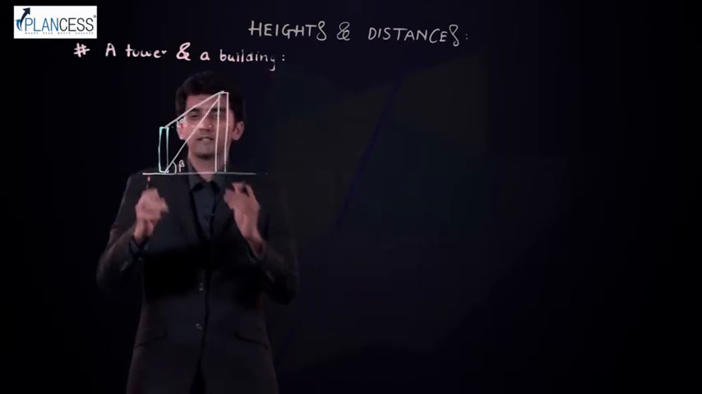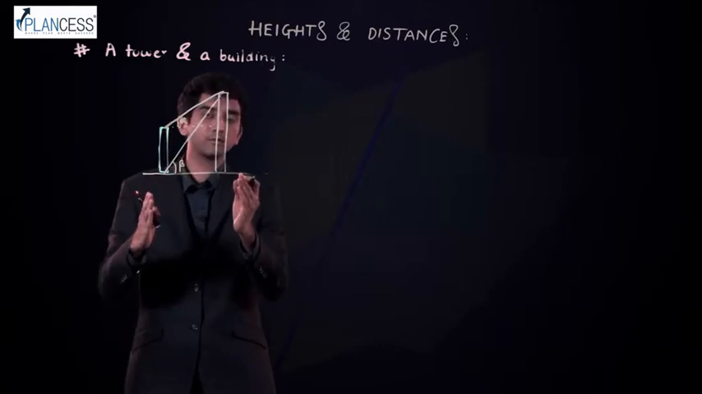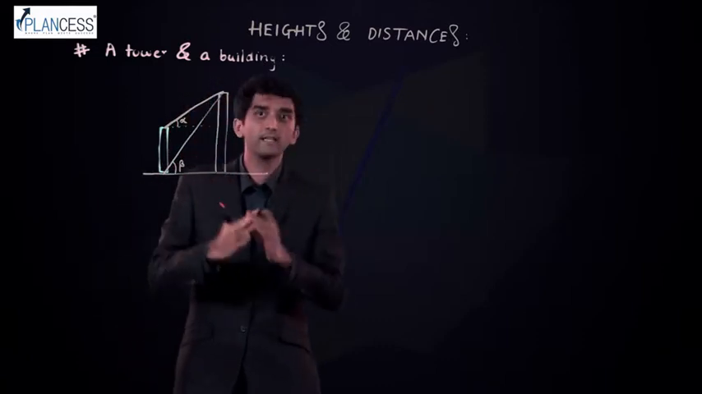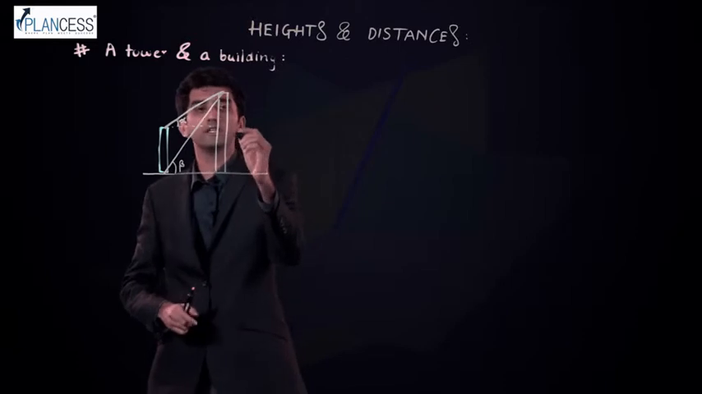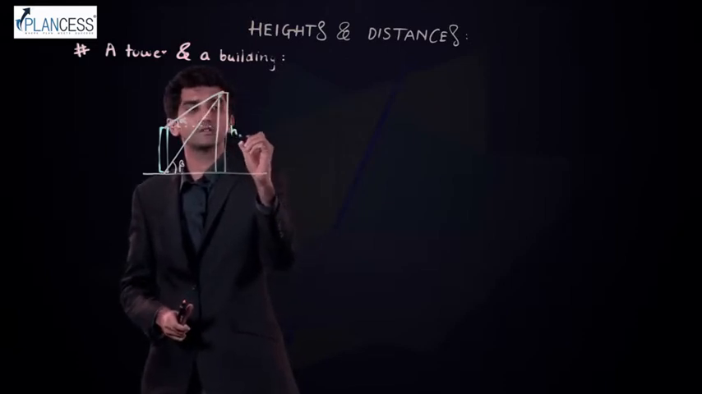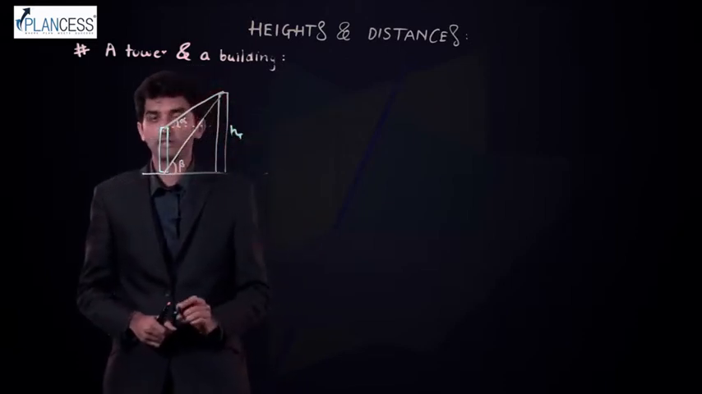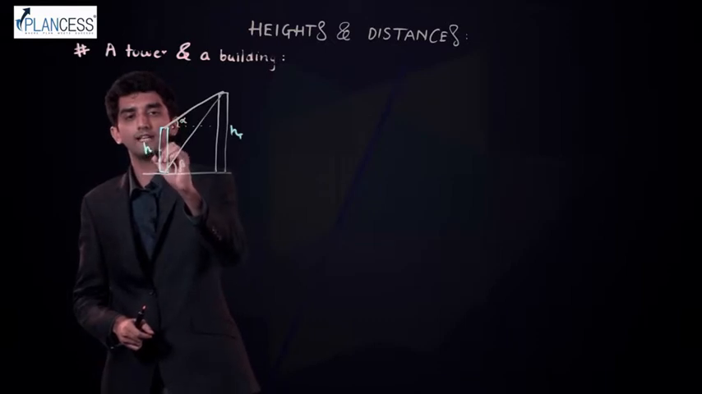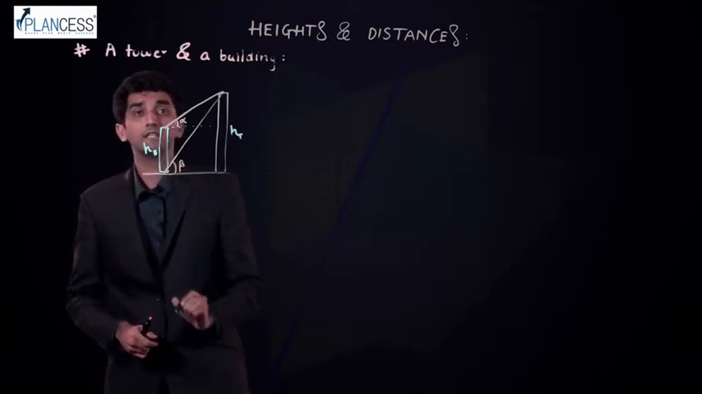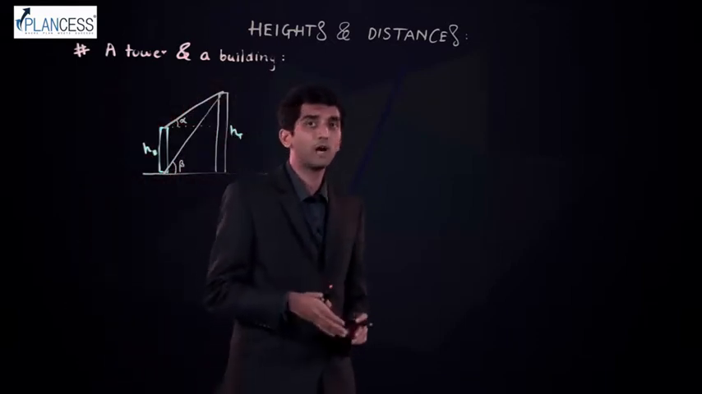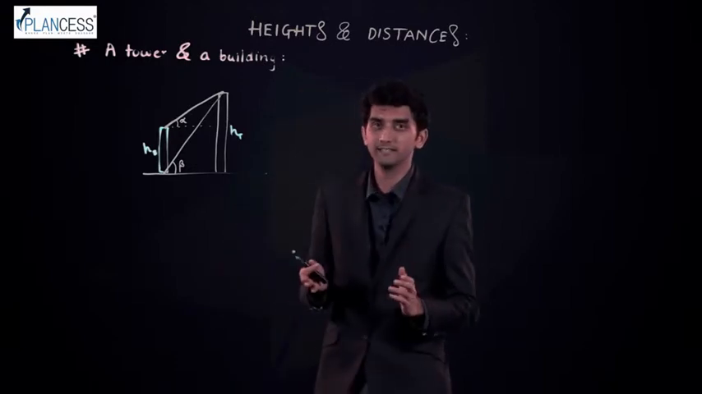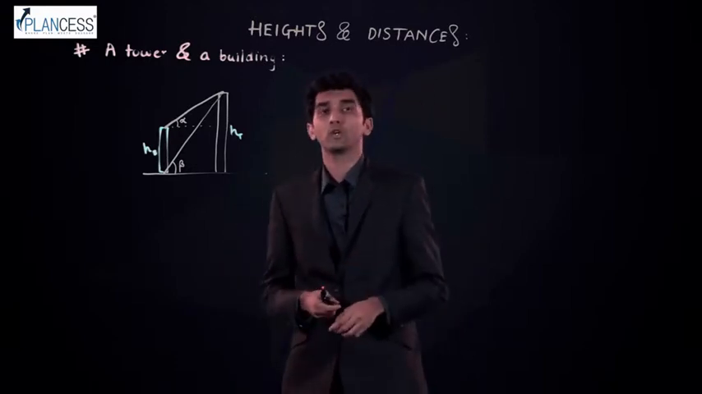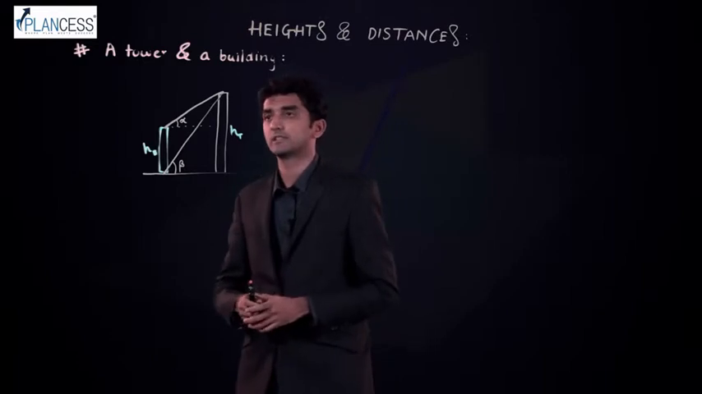And either of the heights will be given to us and the other height has to be found out, right? So here let's call this h subscript t, the height of the tower, and let's call this h subscript b, the height of the building. Let's see how exactly we can interrelate these two entities and then solve a problem related to this, right?